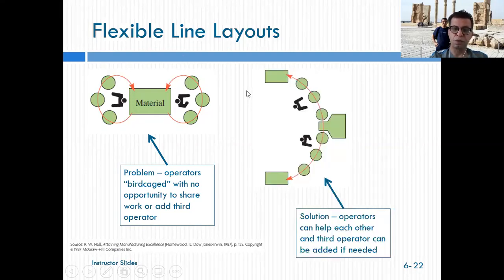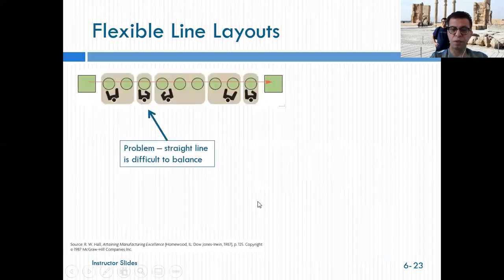But the best way to solve the problem is to arrange the products in this way, where you can add one more person easily, and they can share the work together. The situation in the first one is the operator bird cage with no opportunity to share the work or add a third operator. Here you solve the problem: operators can help each other, and a third operator can be added. So this gives more flexibility.